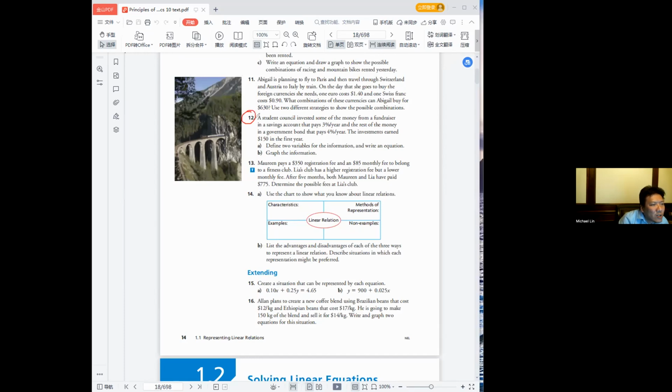So the student council invested some of the money from a fundraiser in a savings account that pays 3% per year. The rest of the money in a government bond that pays 4% per year. Investments earned $150 for the first year.